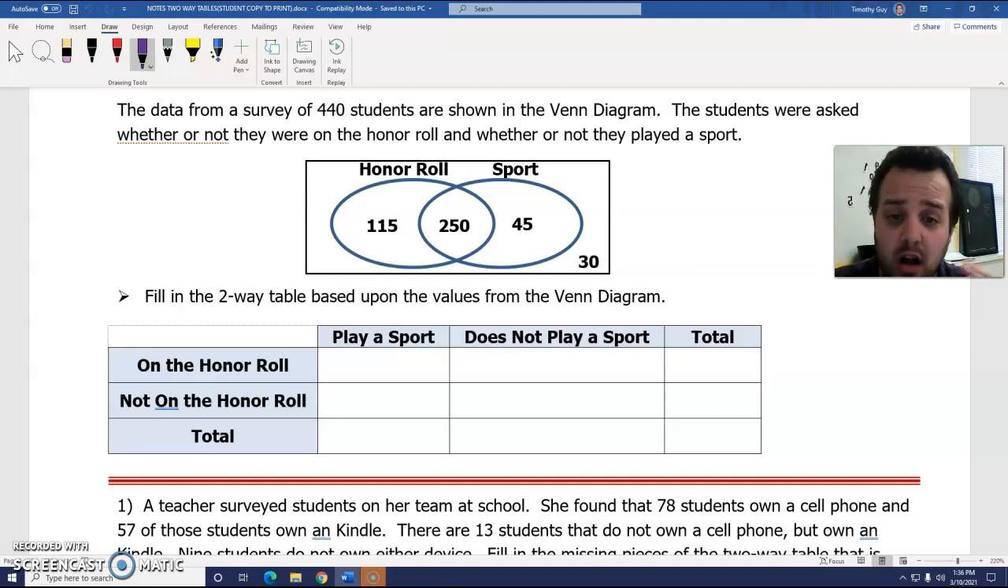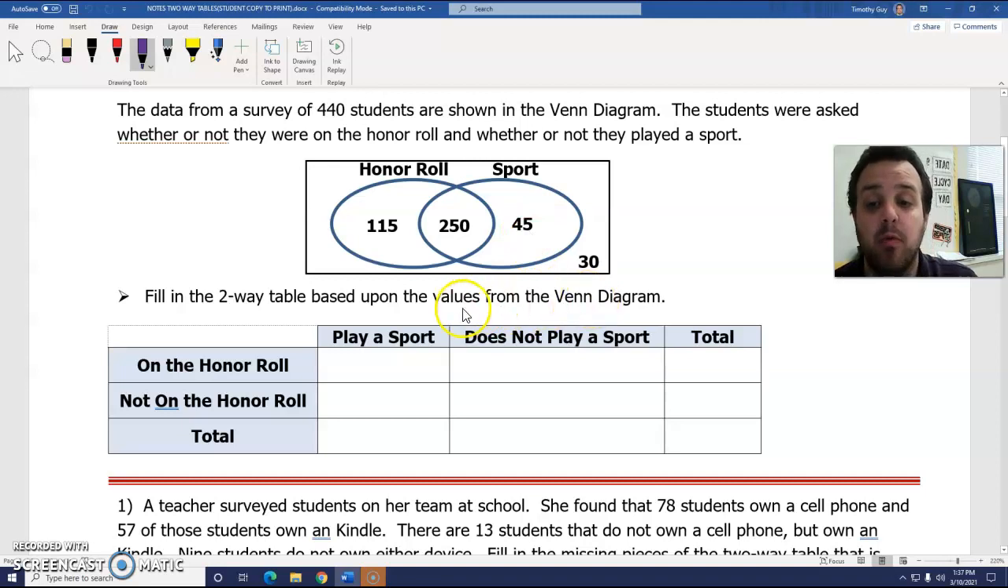So here's our scenario here. We took data from 440 students and we put them in a Venn diagram. Basically, we asked them, are you on the honor roll and do you play a sport? And then we made a Venn diagram to show all those pieces of information. So remembering what we know about Venn diagrams, these 115 people are only on the honor roll. These 45 people only play a sport. These 250 people are both. And then we have 30 over here that represent people that said no to honor roll and a sport.